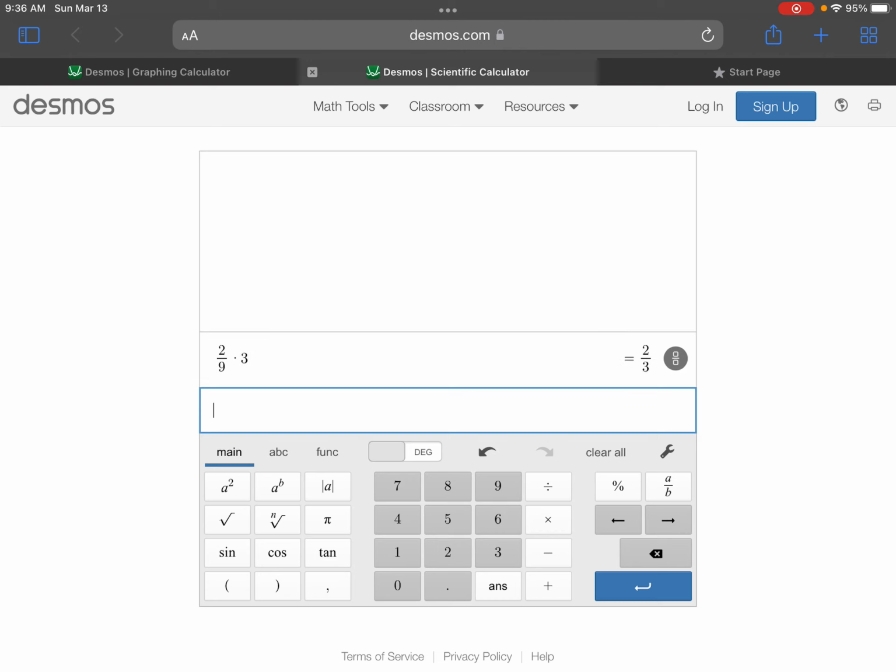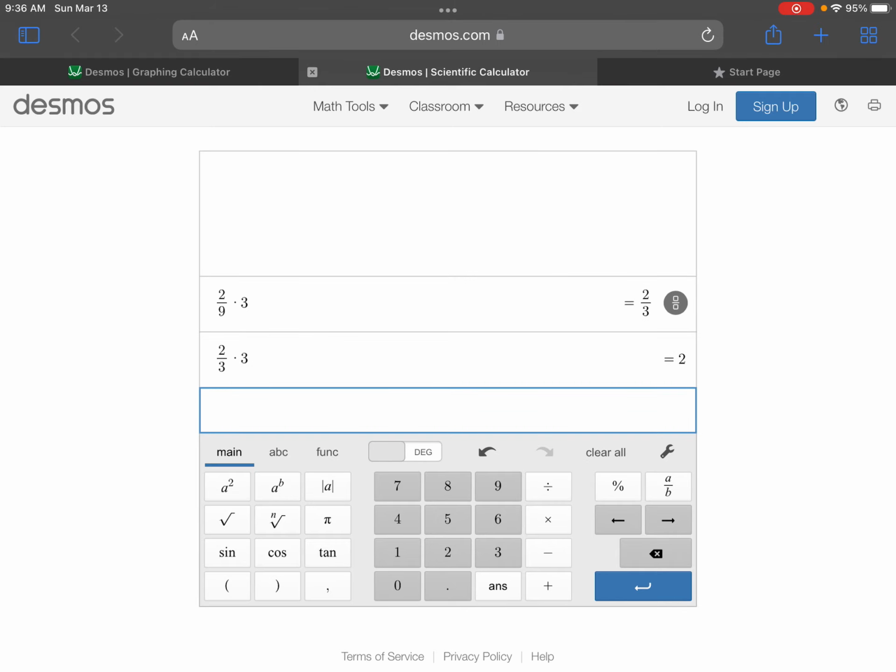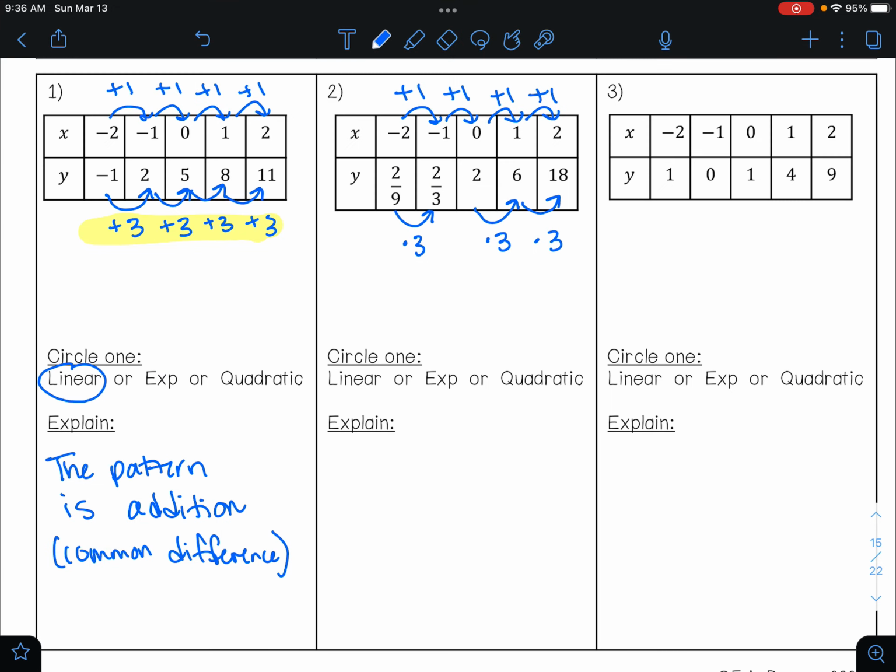So that works. Let's see if 2 divided by 3 multiplied by 3 gives me 2. And that works. It does. So the pattern across the board is multiplying by 3. So if we're multiplying by 3 every time, does that make this linear, exponential, or quadratic? Well, we are multiplying, so it's exponential. So the pattern is multiplication. And so here we have a common ratio.